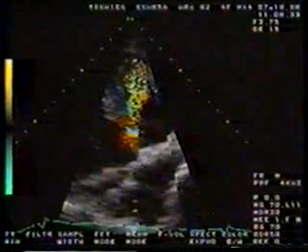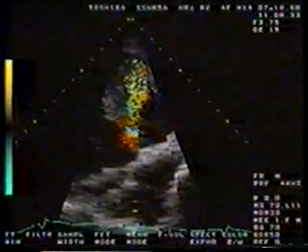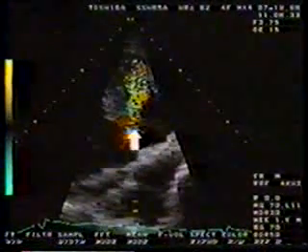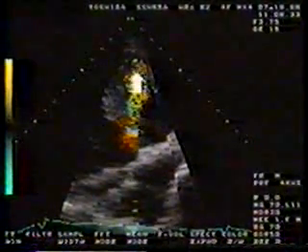Still using the apical transducer location, color Doppler demonstrates flow from left ventricle, across the defect, and out toward the RV apex.